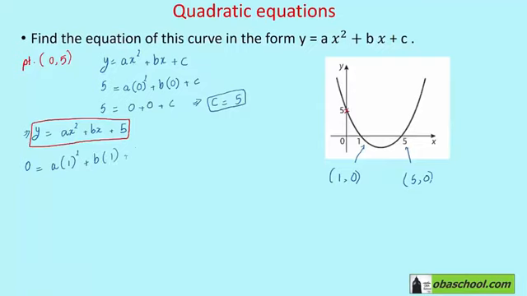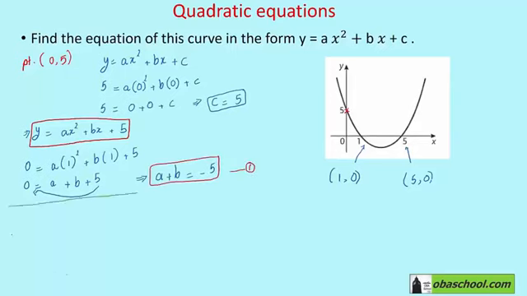0 is equal to a times 1 squared plus b times 1 plus 5. So 0 is equal to a plus b plus 5, and we can flip 5 to the other side of the equal, so it's going to be a plus b is equal to minus 5, since we're flipping it to the other side of the equal. And that is our first equation.